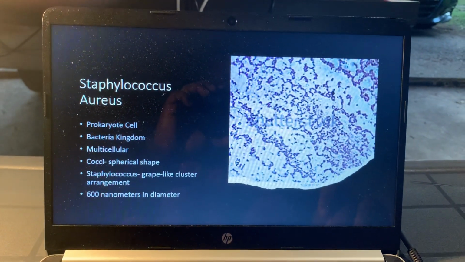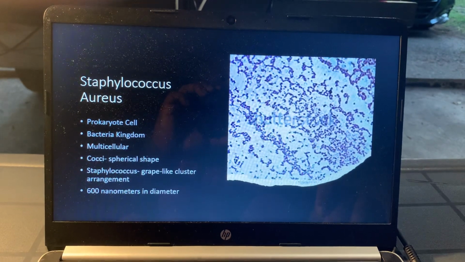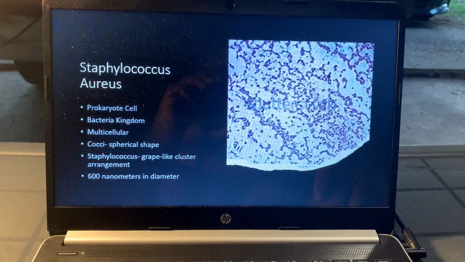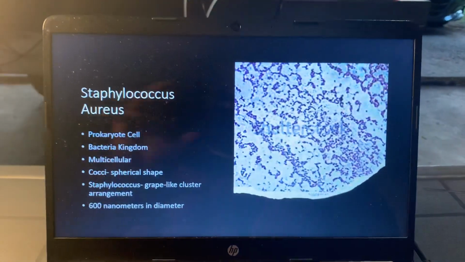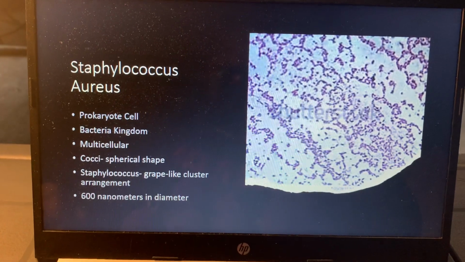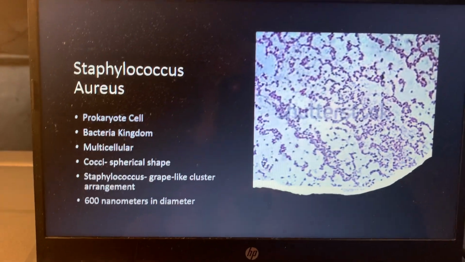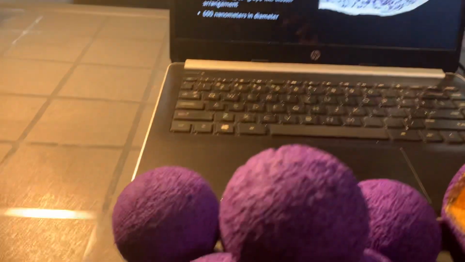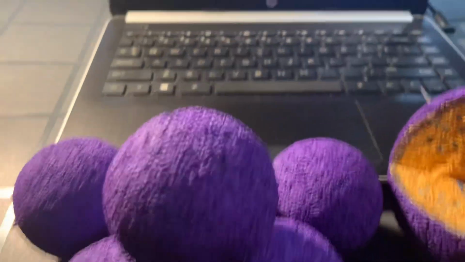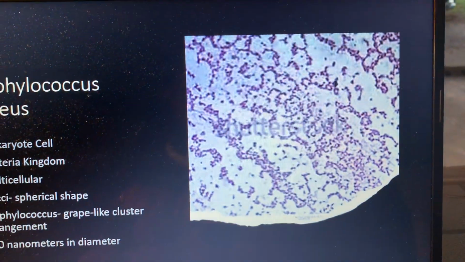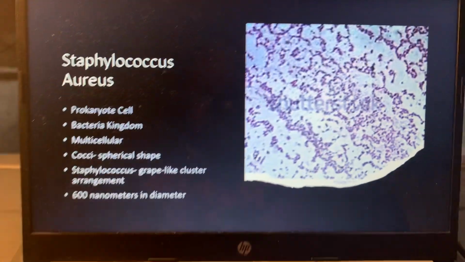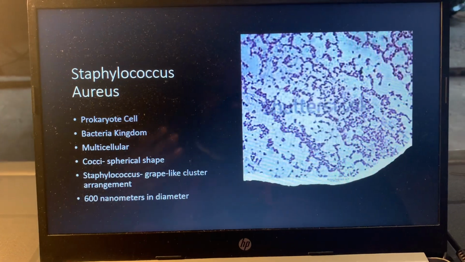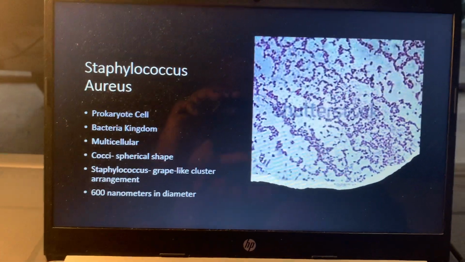Staphylococcus aureus is a prokaryote cell. It is part of the bacteria kingdom. It is unicellular. It has a cocci shape, which is a spherical arrangement. Staphylococcus means it has a grape-like cluster arrangement, as I depicted here with my models. And again, you can see here the image of it through the microscope. They can range in diameter up to about 600 nanometers.